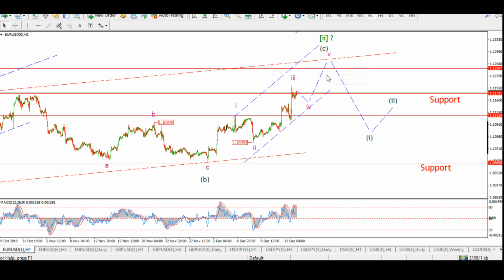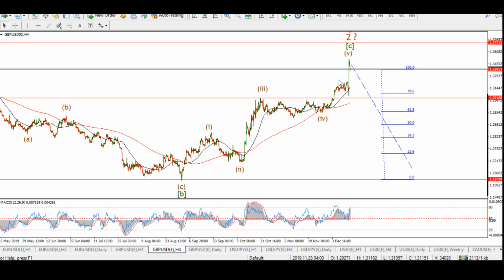Short term, looking for some more upside. Longer term, looking for a downturn. So here's that 5-wave pattern. Here's a 4-hour chart and wave in cable.